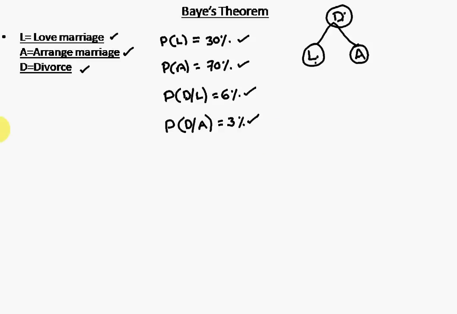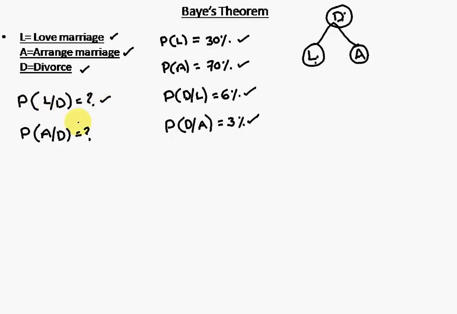Then what are the questions he may ask? You reverse this one, that is probability of L given D occurs, how much? Similarly, probability of A given D occurs, how much? What is the meaning of probability of L given D occurs? L is love marriage, D is divorced. In a society, if you choose a person and the person is divorced, what is the probability that he is having a love marriage?